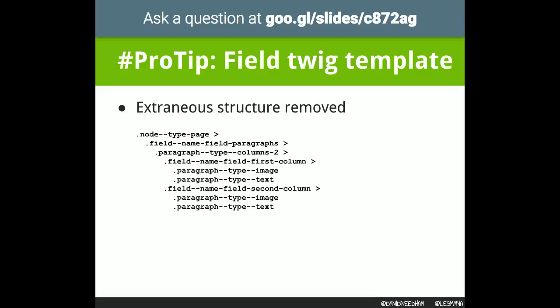This is much more readable than the other markup files. You can see exactly what's happening. We have a paragraphs field, it's a 2-column paragraphs field. There's 2 of them. There's a first column and second column, and there's an image and text field within each of them. It's just a lot easier to read and understand. And that other stuff is completely extraneous.